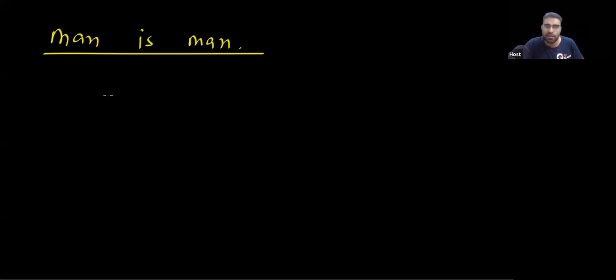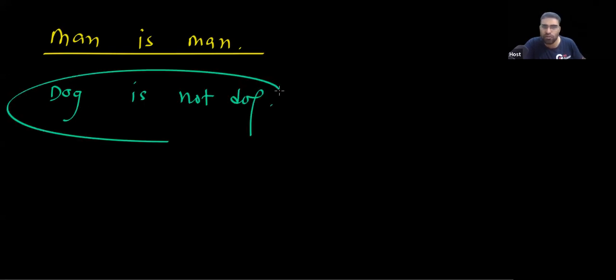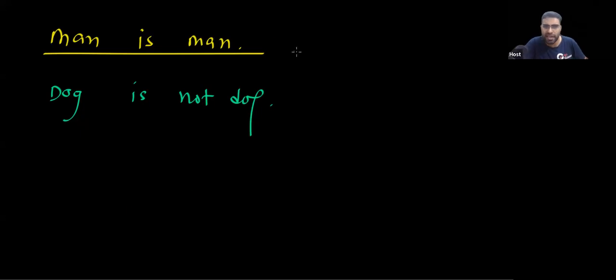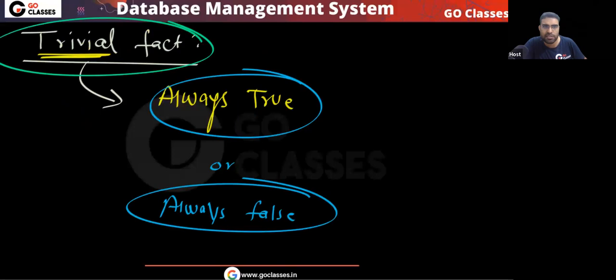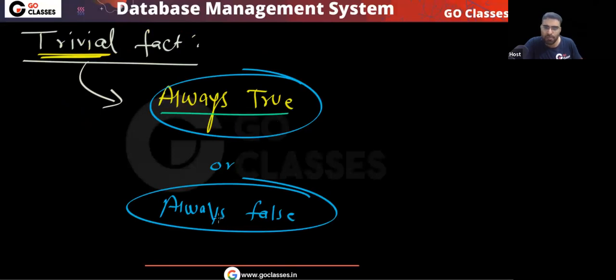Similarly, if I say dog is cat, or I can say dog is not dog, now this is also trivial. This is always false. This is just an analogy, don't get into it. But I'm saying a trivial fact means something which is either always true or always false.